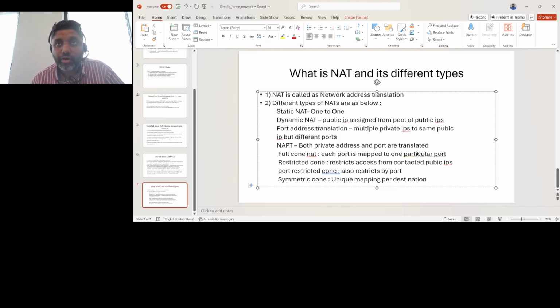Port restricted cone also restricts access by port. Each source private IP is translated to a source public IP, and this source public IP contacts one public IP. But at the transport layer also, one port will contact another port on the ISP router application. Only that IP and port combination can send packets to the private IPs behind the NAT. So this is much more restricted, that is, the port is also restricted.